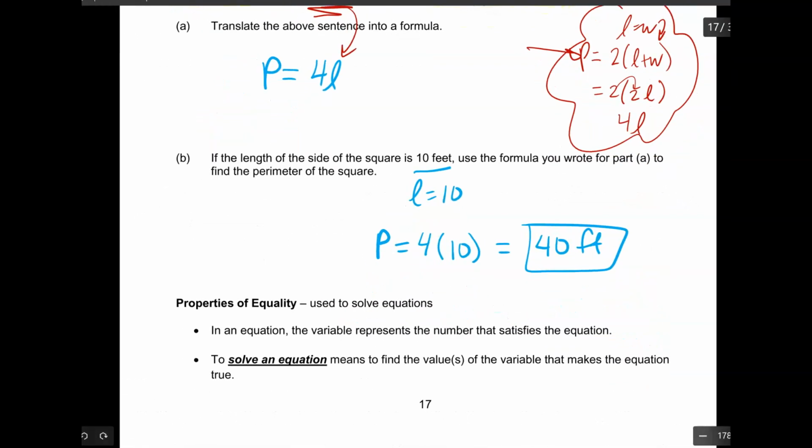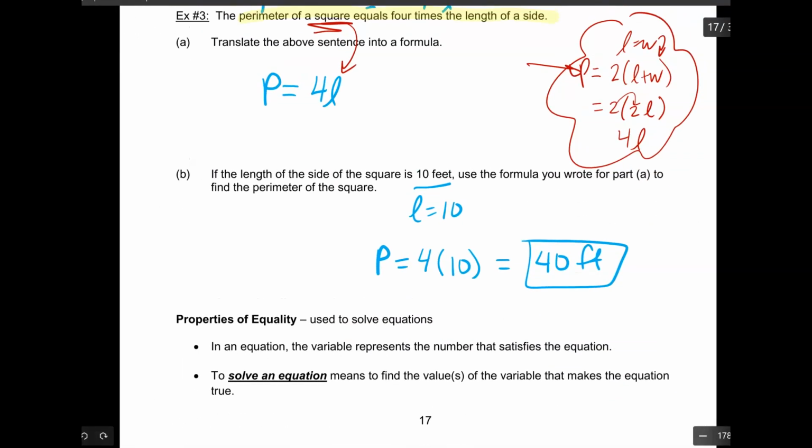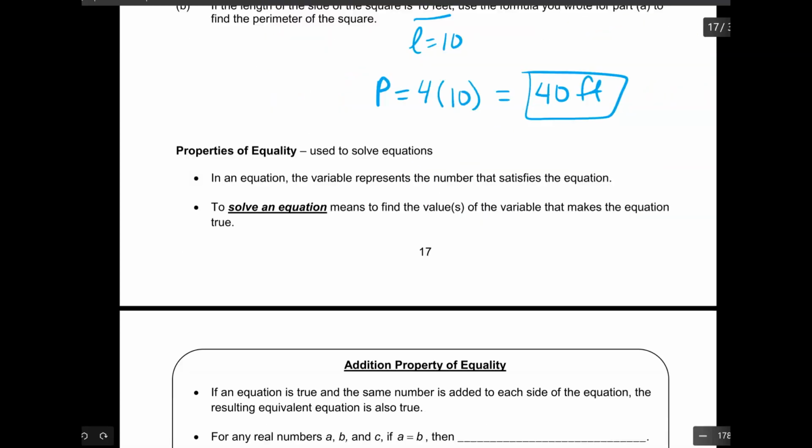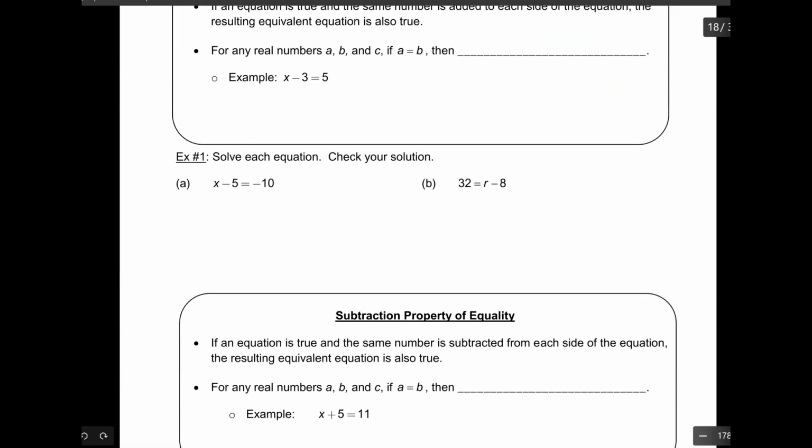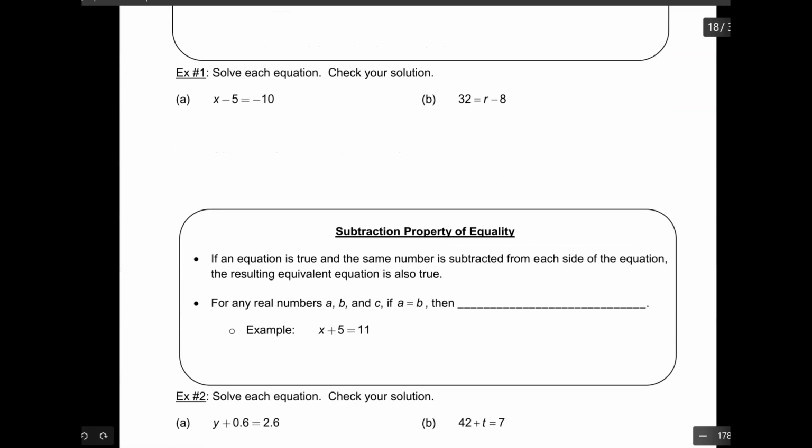So, properties of equality used to solve equations. In an equation, the variable represents the number that satisfies the equation. To solve an equation means to find the values of the variable that make it true. So, the addition property of equality. More or less, this is a solid review of Algebra 1: 1-step equations, 2-step equations. Why can I do this? Over and over again.